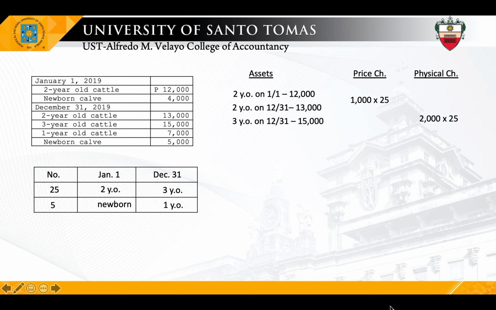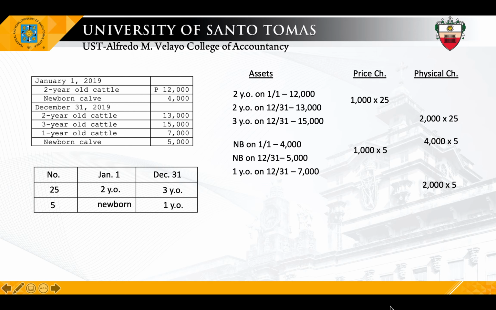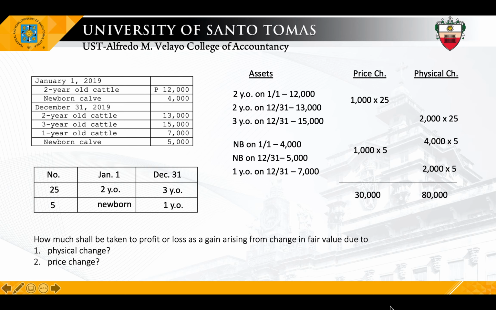Now, other than the 3-year-old animal on December 31, we also have newborn on January 1. So we have 5 newborn on January 1 priced at 4,000 each. That is already reported as physical change. And then we have newborn on December 31 priced at 5,000 each, and 1-year-old on December 31 priced at 7,000 each. So the difference of newborn price on January 1 and newborn price on December 31, which is 1,000, times 5 is our price change, and newborn on December 31 and 1-year-old on December 31, price difference of 2,000 times 5 is our physical change. So total changes, price is 30,000 and physical change is 80,000. So going back to the question, physical change is 80 and price change is 30.